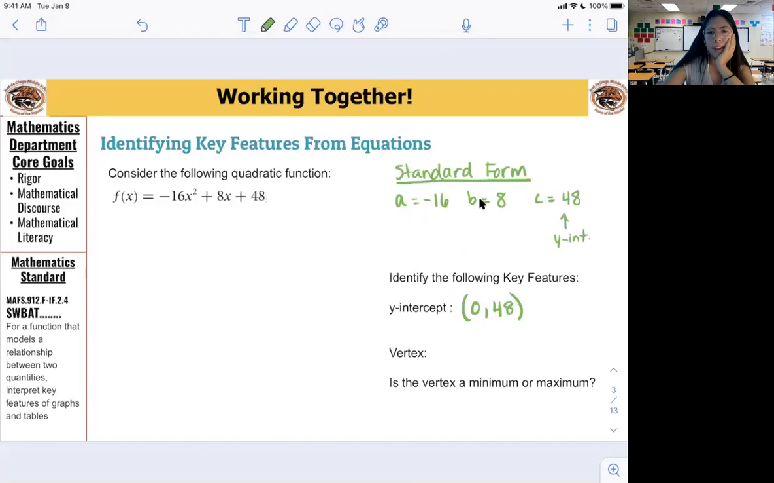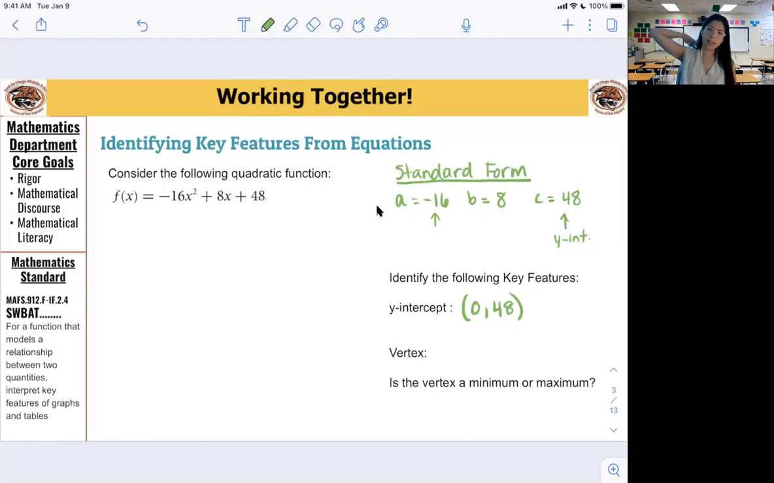Does the b tell me anything? You could put it in the vertex formula. I could put this into the vertex formula, that's true. But does it tell me anything on its own? No, it doesn't. The A does. What does the A tell me? It tells you the direction and the shape and width of it.